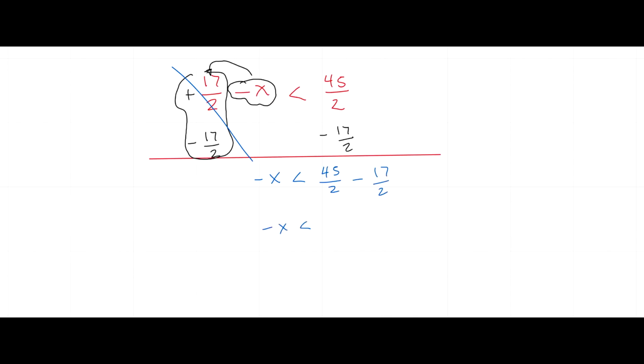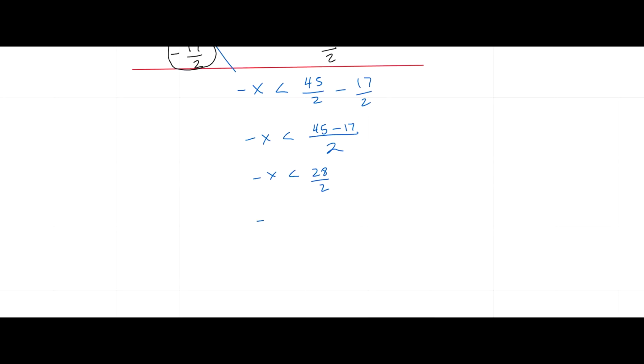When you solve this, you're going to keep the number at the bottom, and then you're going to proceed with a subtraction of 45 minus 17. That's going to give me 28/2. Of course, this number is going to give you 14.